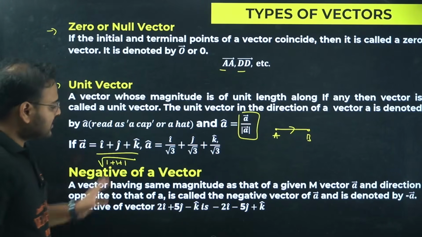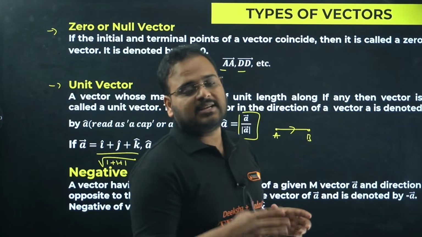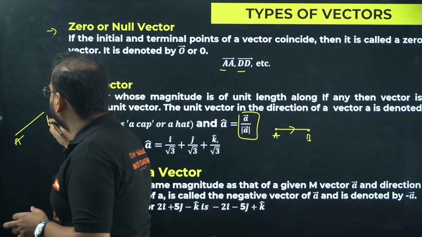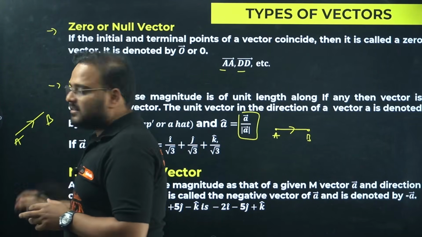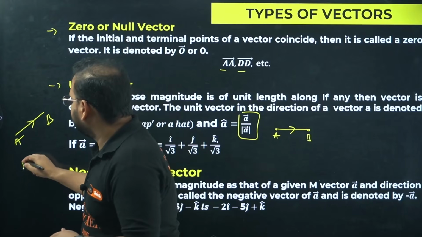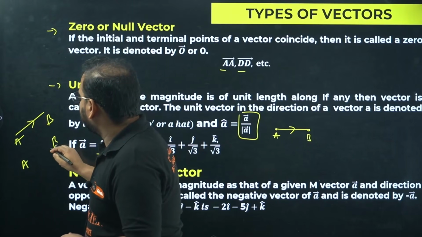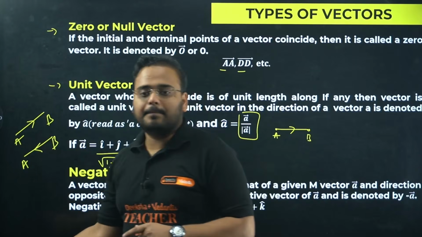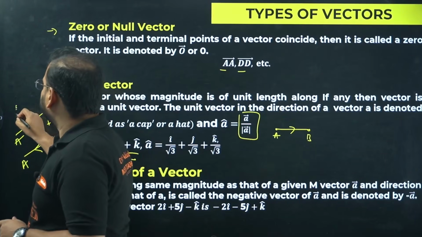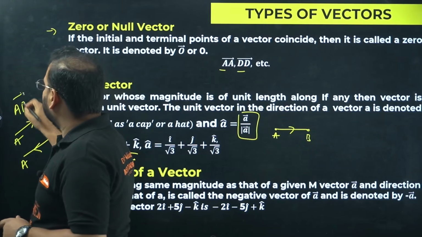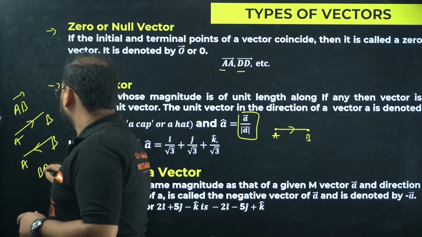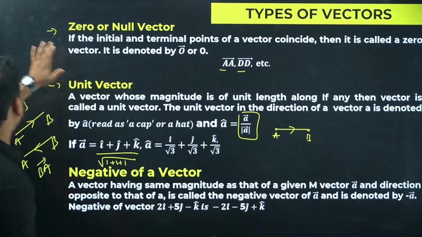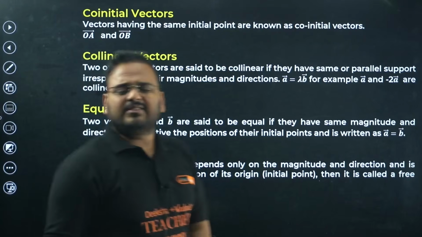Negative of a vector simply changes the direction sense. If the vector was initially, let's say, AB over here, A to B, then the negative becomes the same vector. The length will not change, AB will be like this only, but the vector direction will change from AB to BA. This is your vector AB and this is your vector BA. Got it? Very simple concept, nothing much difficult in this. As I mentioned, the chapter itself is very easy.